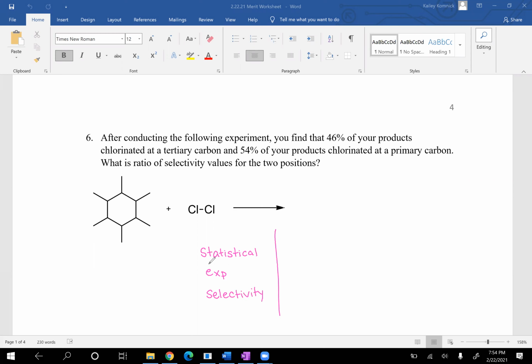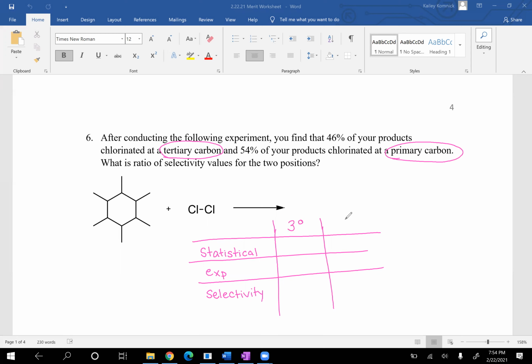Now, let's go ahead and actually turn this into a table. We're going to have two columns at the very top, so we're going to have two different things that we're comparing here. The things that we are comparing are always the substitution of the carbons. So in this case, we're comparing tertiary carbons versus primary carbons. So I'm going to go ahead and write that. We're going to have tertiary versus primary.